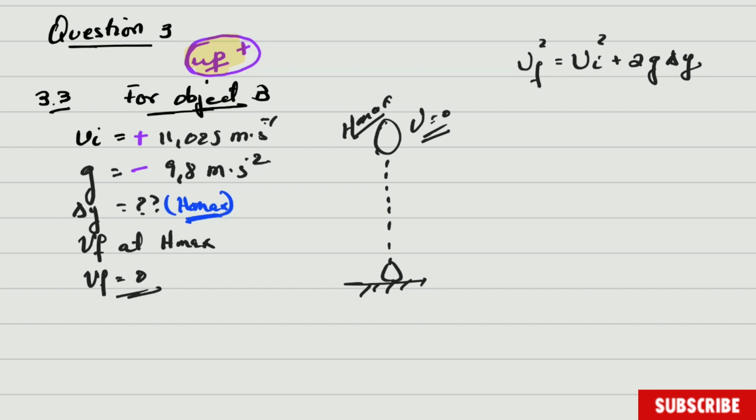That is the displacement here. Now, if you substitute here, it's quite simple. This one is 0 squared is equal to positive 11,025 squared plus 2 multiplied by minus 9,8 times displacement. Be careful, don't you forget the minus here. So this one is important, guys. Do not forget that one there. And well, the rest is just calculation.